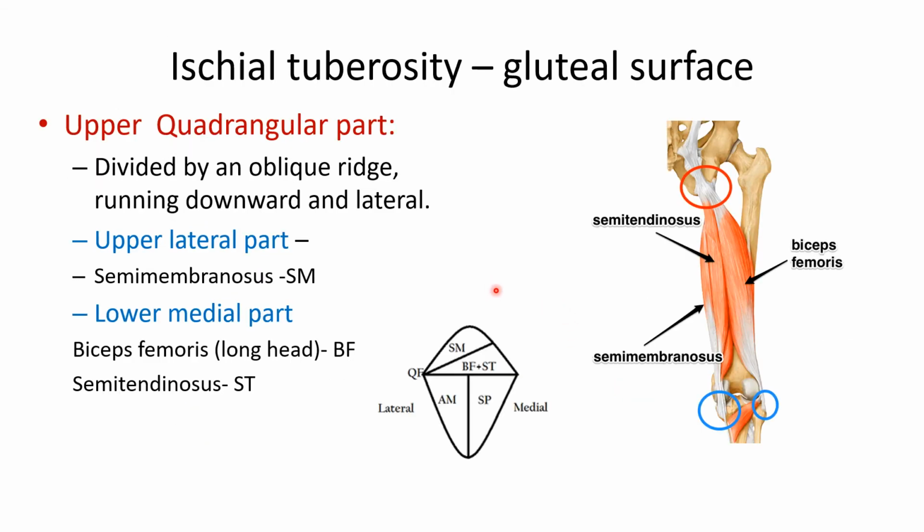Now let us see the upper quadrilateral part that is divided by an oblique ridge into an upper lateral part, which gives origin to the semimembranosus muscle. The lower medial part gives origin to the biceps femoris and semitendinosus muscles. In this picture, you can see the origin of the biceps femoris long head and the semitendinosus muscles from the lower medial part, and the semimembranosus muscle taking origin from the upper lateral part.